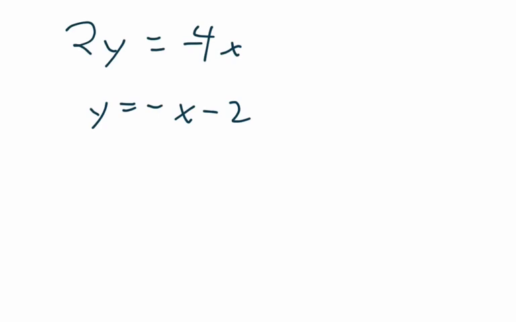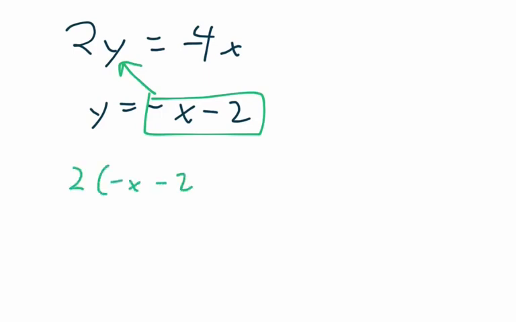For this first problem, the first three problems we're going to do with substitution. So I'm going to take that and plug it right in there for y, since it says y equals. If it said x equals, we would have done the other one. So 2 times negative x minus 2 equals negative 4x.